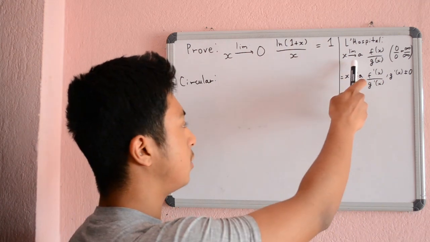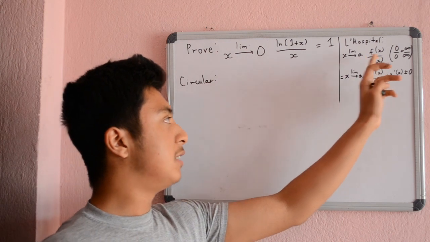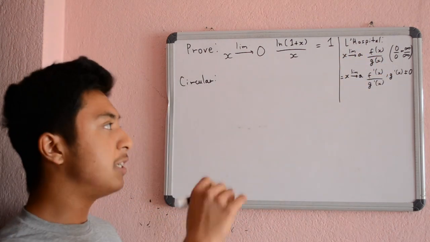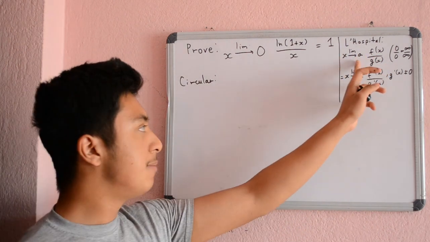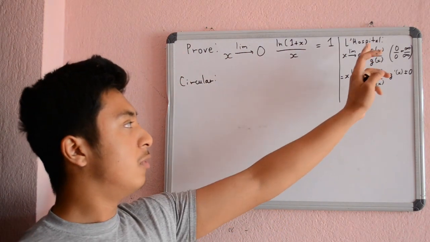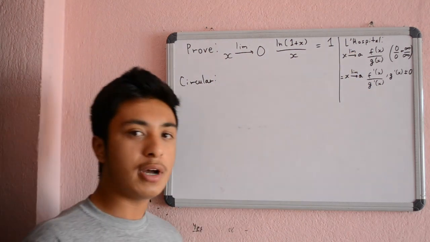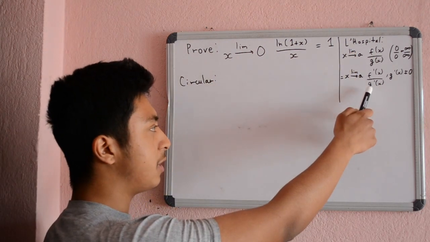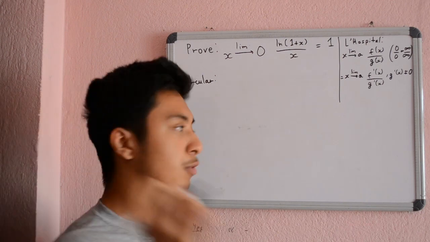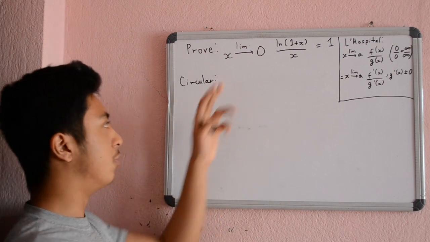As x approaches some number a, f(x)/g(x), if it's in the form of 0/0 or infinity/infinity, then this limit is equal to the limit as x approaches a of the derivative of f(x) over the derivative of g(x), so long as the derivative of g(x) isn't equal to 0. So let's just quickly prove this over here.